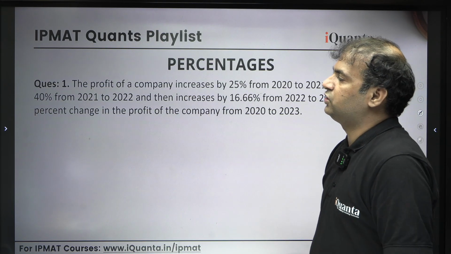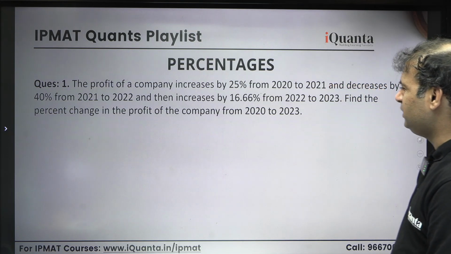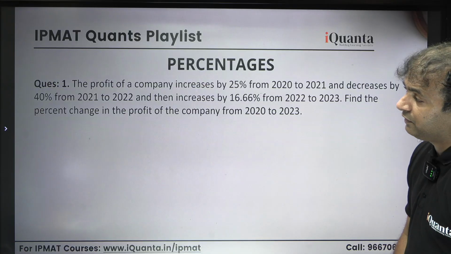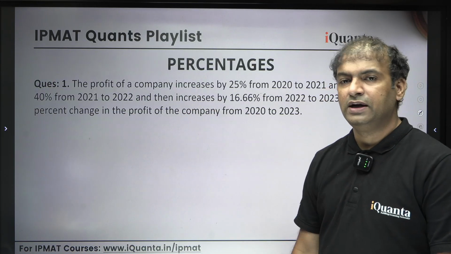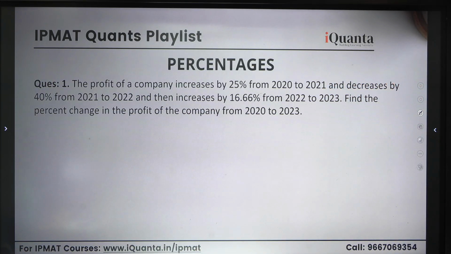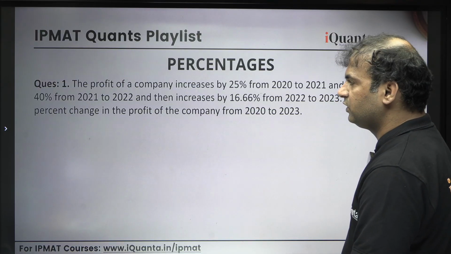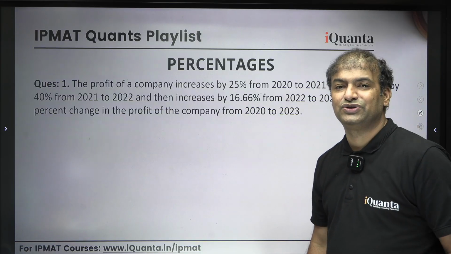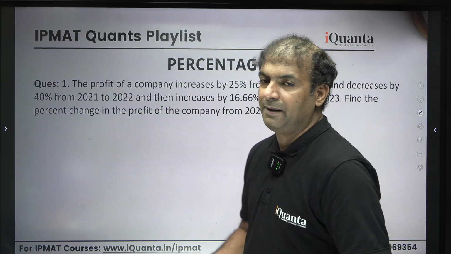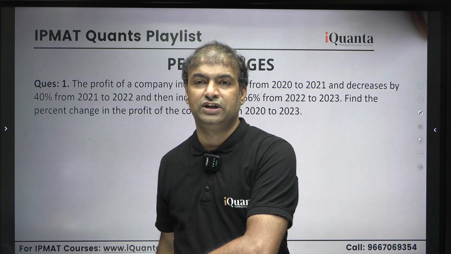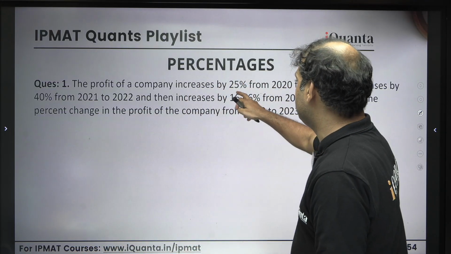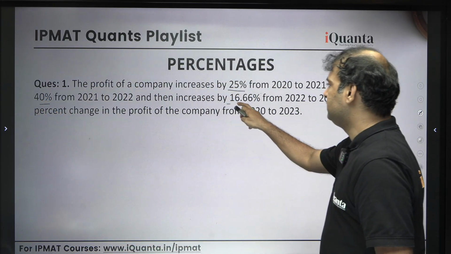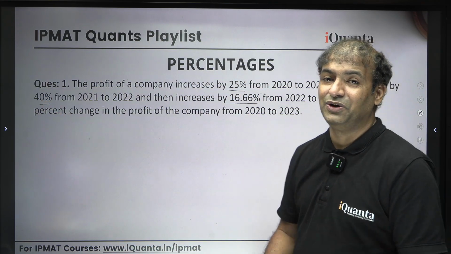So the very first application is that the profit of a company increases by 25% from 2020 to 2021 and decreases by 40% from 21 to 22, and again increases by 16.66% from 22 to 23. Find the percentage change in the profit of the company from 2020 to 2023. So this is a perfect example of successive percentage change, right? First increasing by 25%, then decreasing by 40%, and then again increasing by 16.66%. Find the overall percentage change.